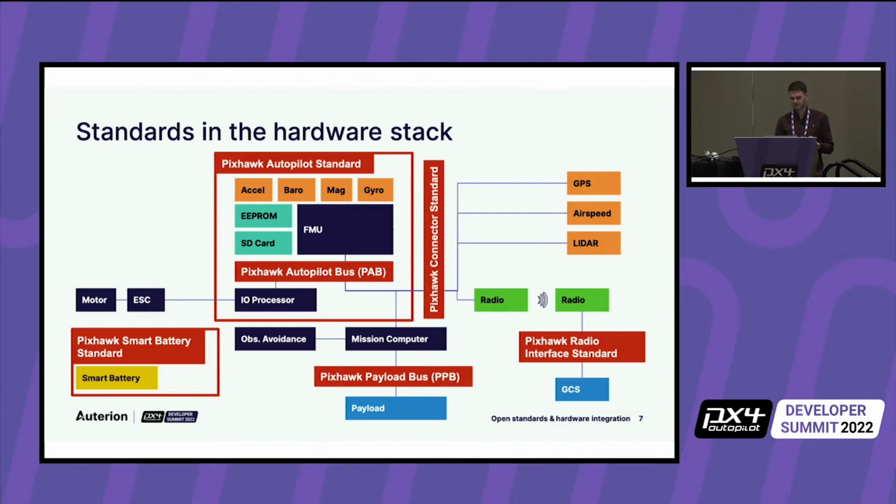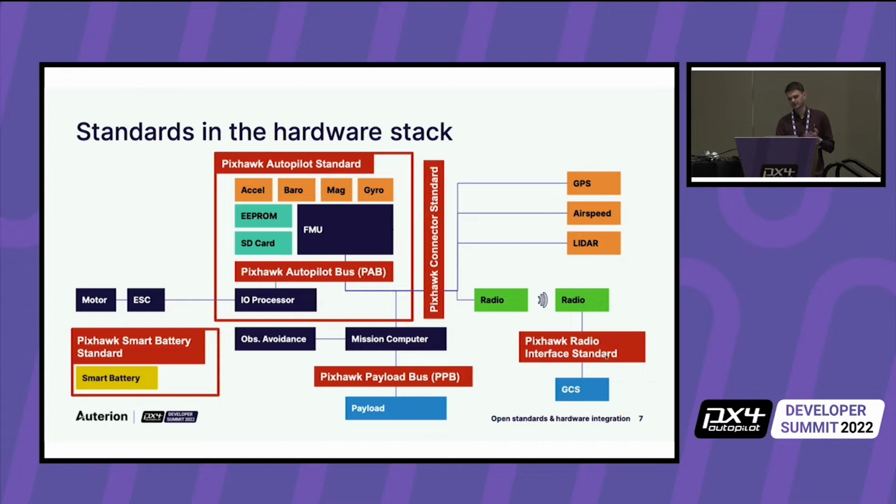So I'm going to talk about all of them, basically. One of the newer ones, and probably the easiest to understand, are the Pixhawk Payload bus and the Pixhawk radio interface standard. The Pixhawk Payload bus is a standard that standardizes the interface underneath the drone where you plug in the payload. When you adopt that, you can accept multiple payloads from different vendors, and you can just plug them in, and they should just work.